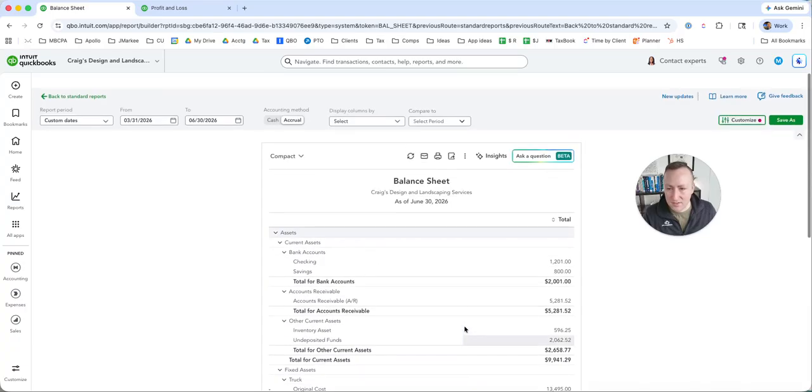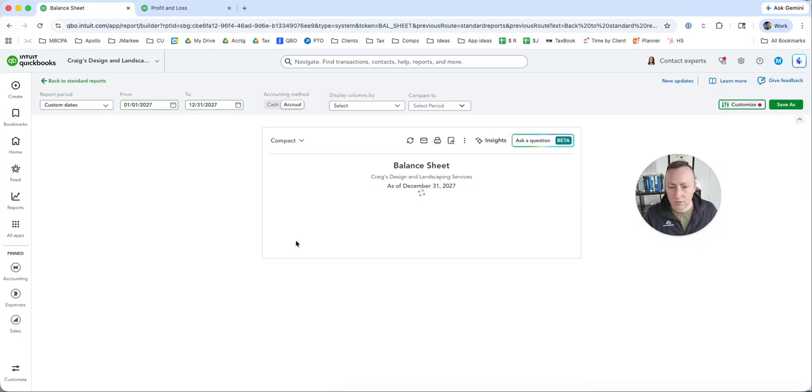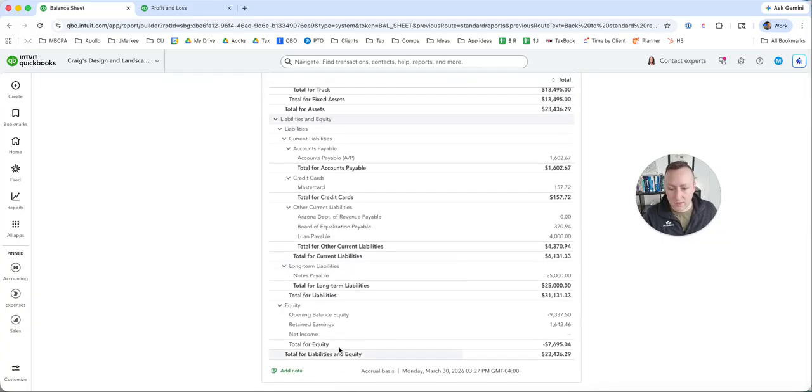But let's see, maybe we have to fast forward to 27 before QuickBooks recalculates it. Yeah, so at this point, when we look at next year, there's nothing in net income because nothing has been booked yet. And if you recall, we had approximately $1,400 in net income, 200 in retained earnings, and now QuickBooks has automatically moved the net income amount into the retained earnings.